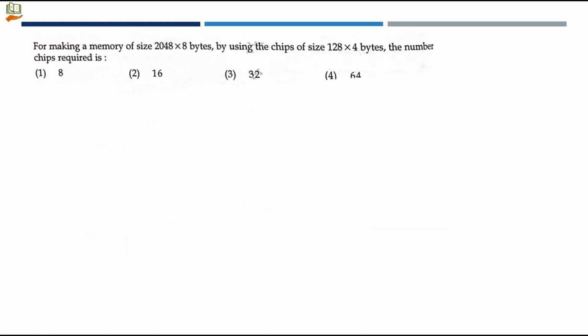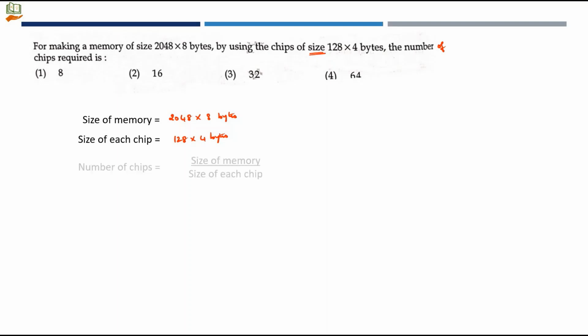Next question. For making a memory of size 2048 into 8 bytes by using the chips of size 128 into 4 bytes, the number of chips required is, you can see both the units are bytes here. What are the given data? The size of the memory is 2048 into 8 bytes. The size of each chip, by using the chips of size they are given, is 128 into 4 bytes again. Now we have to find the number of chips.